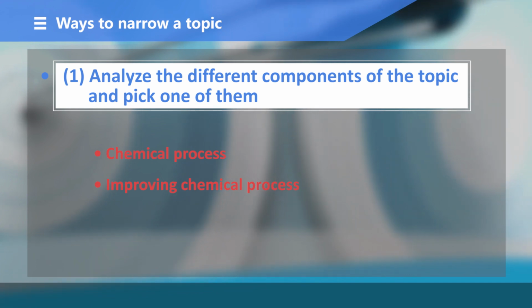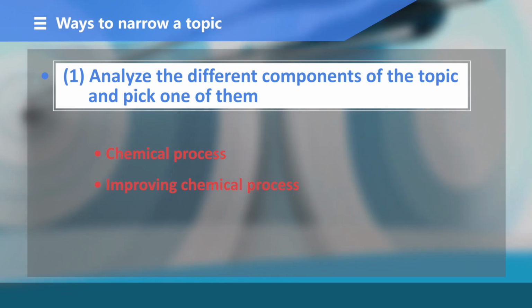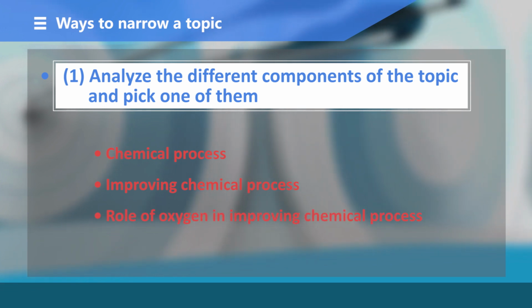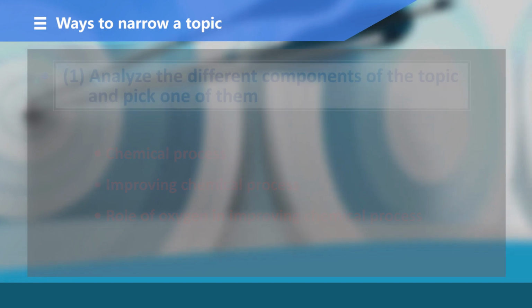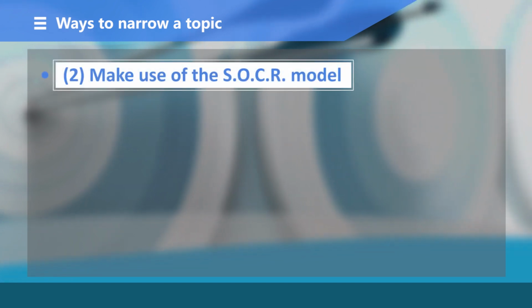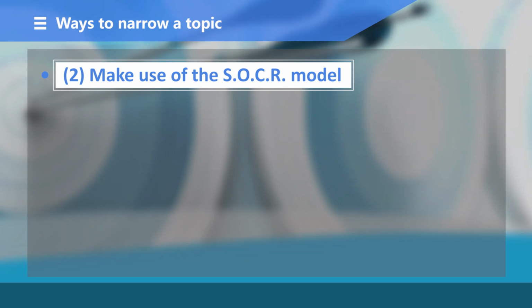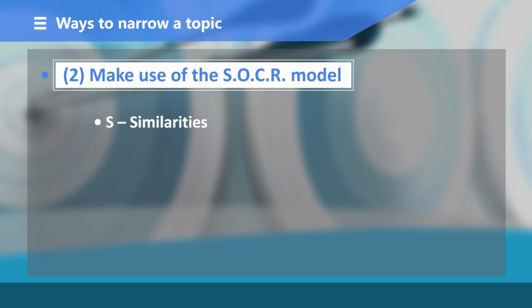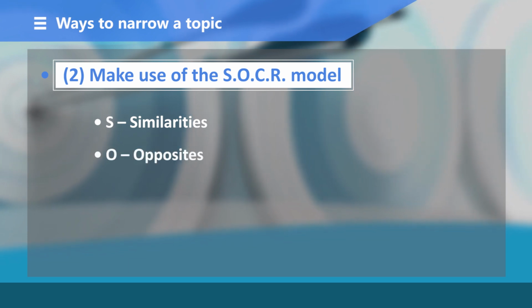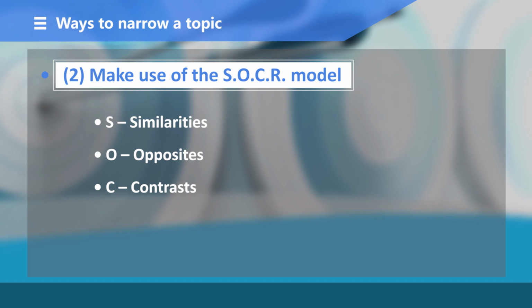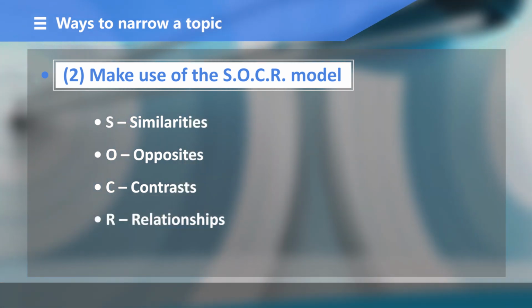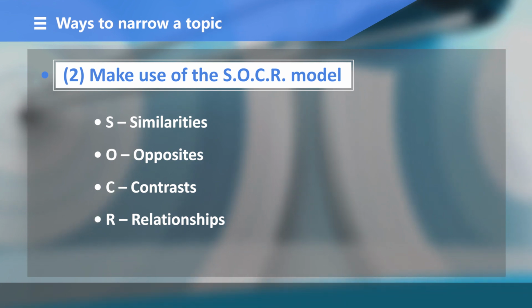Then break down the topic into smaller variables and focus on one of them. Then we get role of oxygen in improving chemical process. Another way is to make use of the SOCR model. S stands for similarities, O for opposites, C for contrasts, R for relationships. By using this approach, we can base our essay on any one of the above aspects.